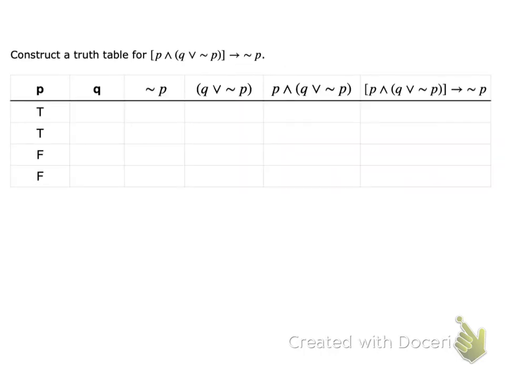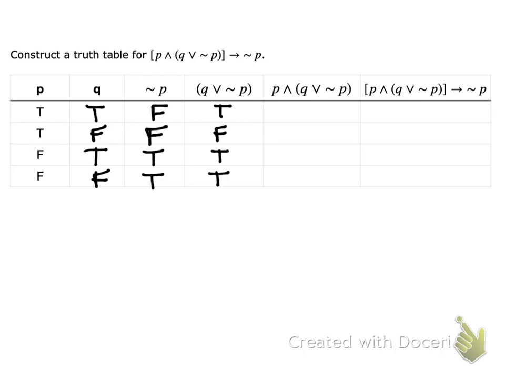P, normal. True, true, false, false. Q, normal. True, false, true, false. Now we have not P, so that's going to be opposite of our P column. So false, false, true, true. Okay, then this one we have Q or not P. So we're looking at these two columns. It's an or, so we just need truth in one of them. We have it in row 1, not in row 2, but yes in row 3 and 4. So we'll have true, then false, then true, true.